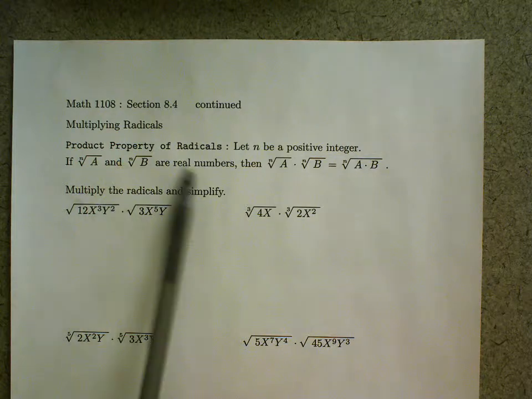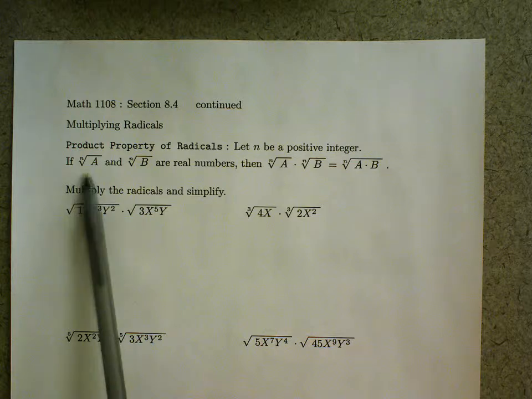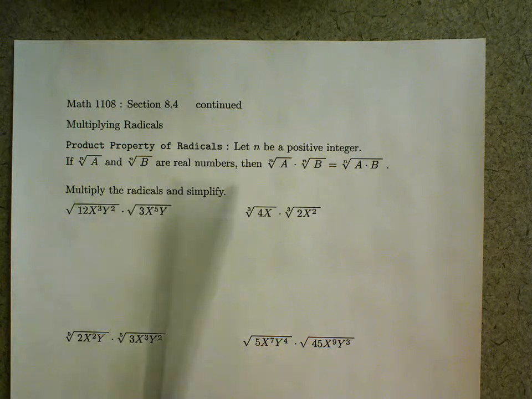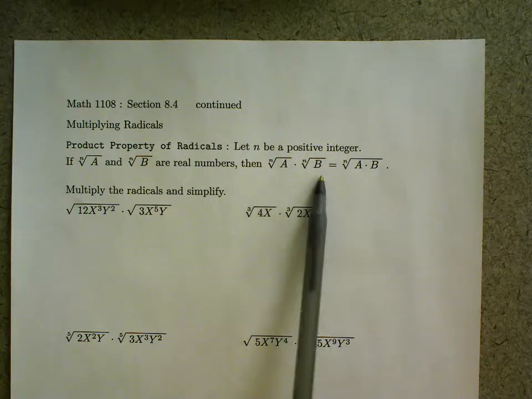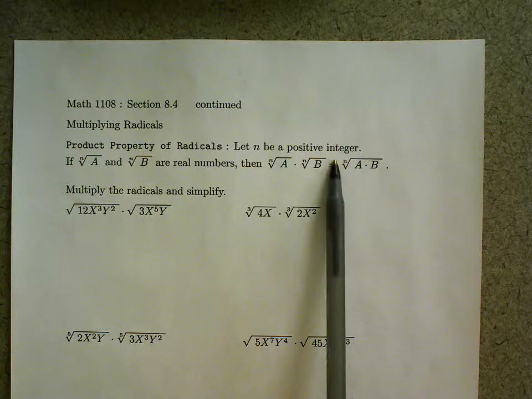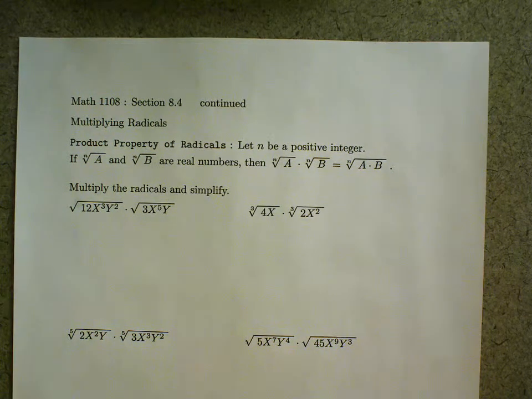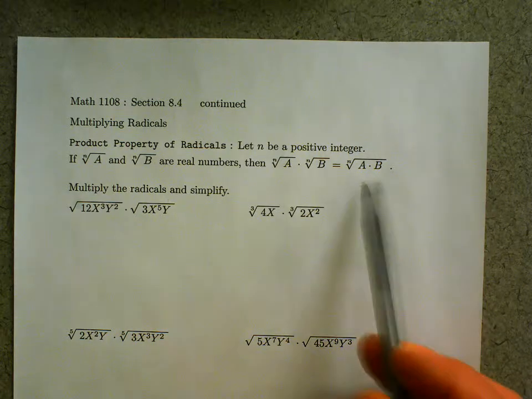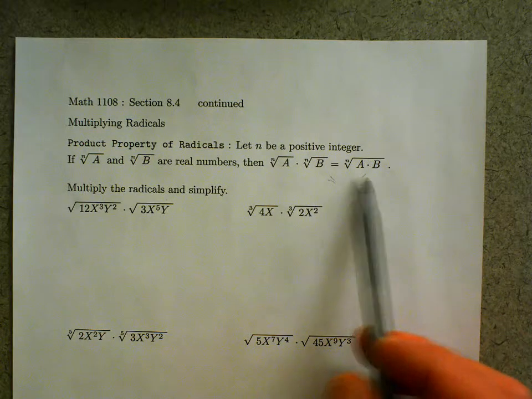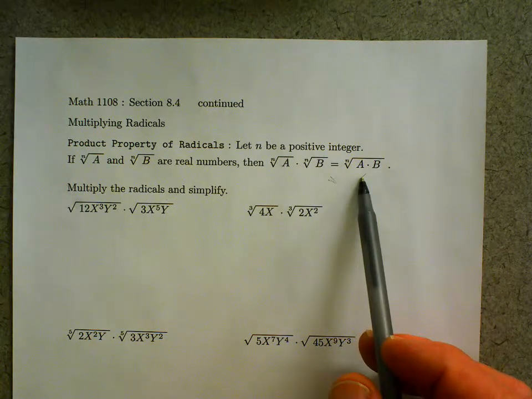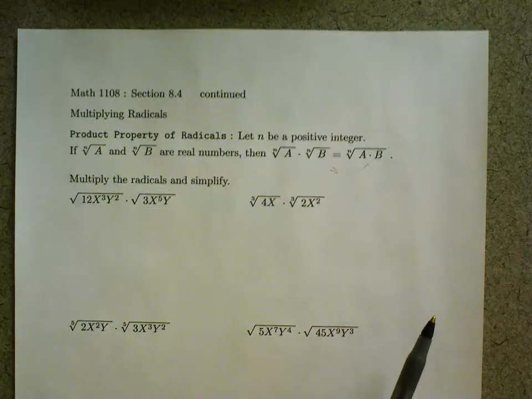The product property of radicals: let n be a positive integer. If the nth root of a and the nth root of b are real numbers, then we can multiply the nth root of a times the nth root of b and write it as a single nth root of a times b. We applied this property in reverse when we were simplifying radicals. Okay, but now we're going to multiply radicals and simplify.